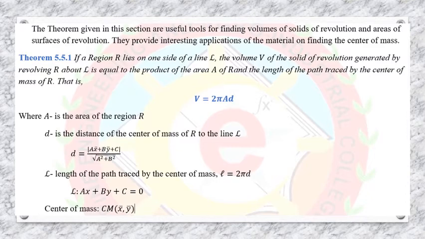First theorem class, if a region R lies on one side of a line L, the volume V of the solid of revolution generated by revolving R about L is equal to the product of the area of R and the length of the path traced by the center of mass of R. That is, V is equal to 2 pi times AD. Yung 2 pi, constant na yan. Si A, yan yung area of the region R. And then D is the distance of the center of mass from the line L.